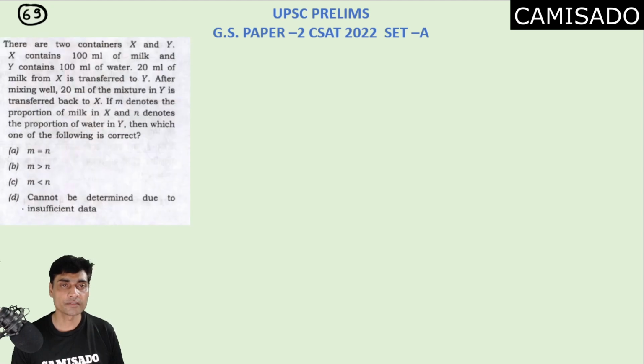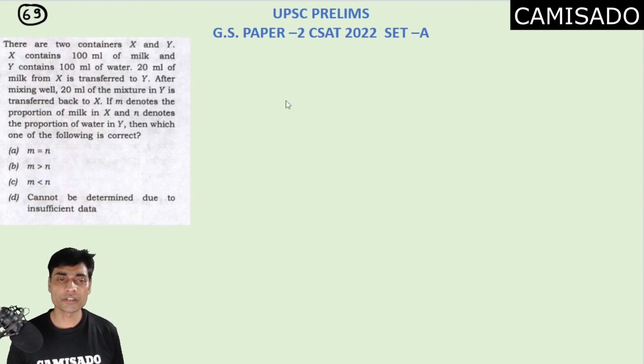Then next, there are two containers X and Y. X contains 100 ml of milk and Y contains 100 ml of water. 20 ml of milk is transferred from X to Y. After mixing well, 20 ml of the mixture in Y is transferred back to X. If M denotes the proportion of milk in X and N denotes the proportion of water in Y, then which one of the following is correct?